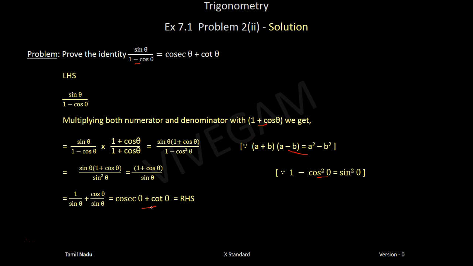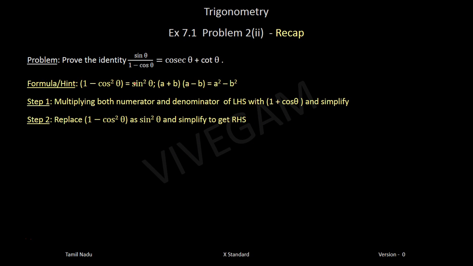Okay, so now let's recap here. One identity which you are using is 1 minus cos square theta equal to sin square theta. Then a plus b into a minus b equal to a square minus b square. And whenever you see this, the most important thing is you multiply it by the opposite of this, that is 1 plus cos theta, and simplify it. And replace this 1 minus cos square theta as sin square theta. You get the RHS. Okay, so these are the key steps for the problem.